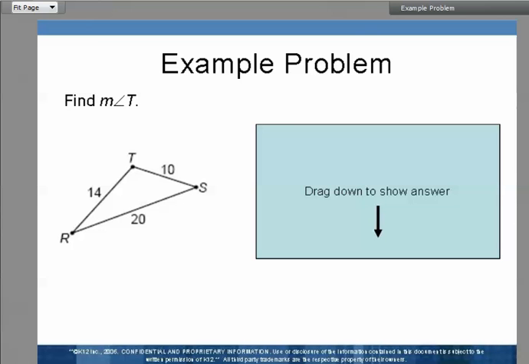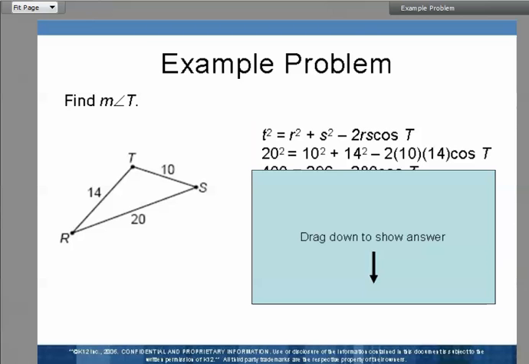Let's try another one. We're given all three sides of a triangle. How would we solve this one? We're trying to find angle T up here at the top. So I'm going to say 20 squared is going to be equal to 14 squared plus 10 squared, minus 2 times 10 times 14 times the cosine of t.